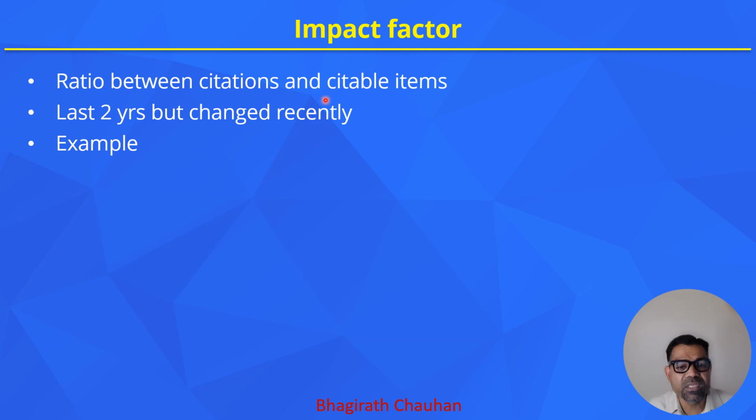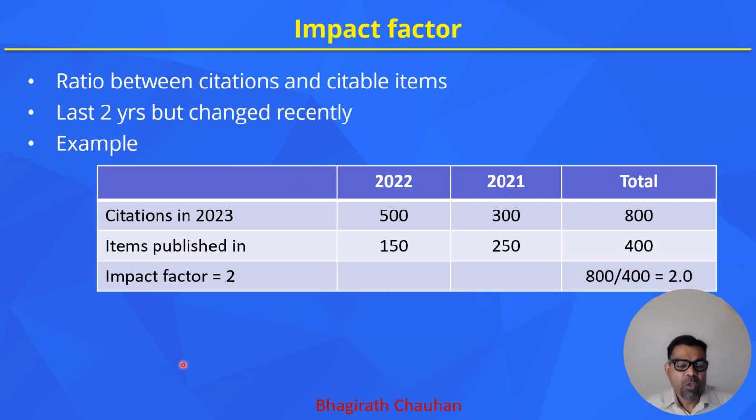So what is this? It's a ratio between citations and citable items. Until last year they used to take 2 years of data, but that changed recently, which is why you see most journals' impact factors increased. Let me give an example. Say we want to calculate the impact factor in 2024, this year. We look at citations in 2023: citations to papers published in 2022, 500, and to papers published in 2021, 300. So the total for these 2 years is 800. Now, items published in that journal in 2022 are 150, and in 2021, 250, so a total of 400. When we divide citations by citable items, 800 divided by 400, that's 2. So the impact factor of this journal is 2. I hope it is now clear how they calculate the impact factor.